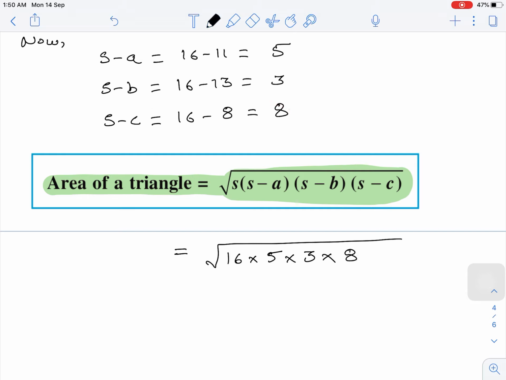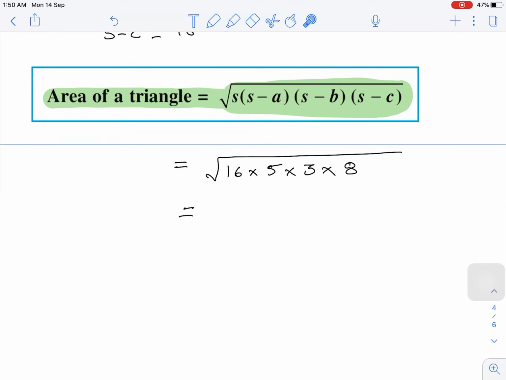Now we have to check whether we can first factorize these numbers, write them in factor form, or check which one is a perfect square number. This 16 is a perfect square number, so it can be written as 4 into 4 into 5 into 3 into, and this 8 can be written as 2 into 2 into 2.